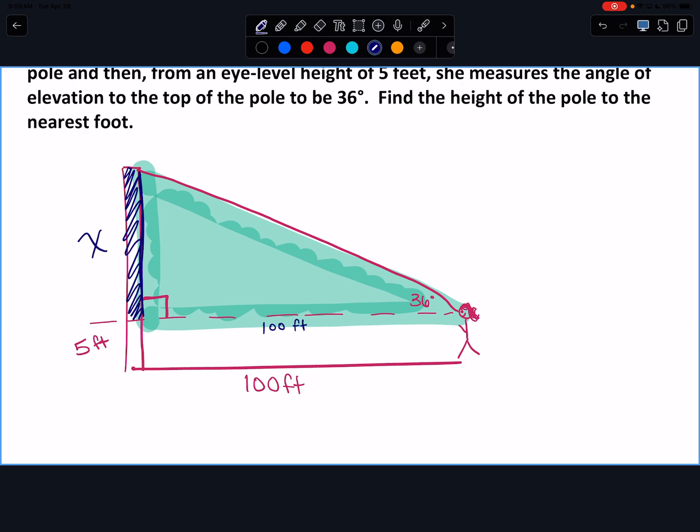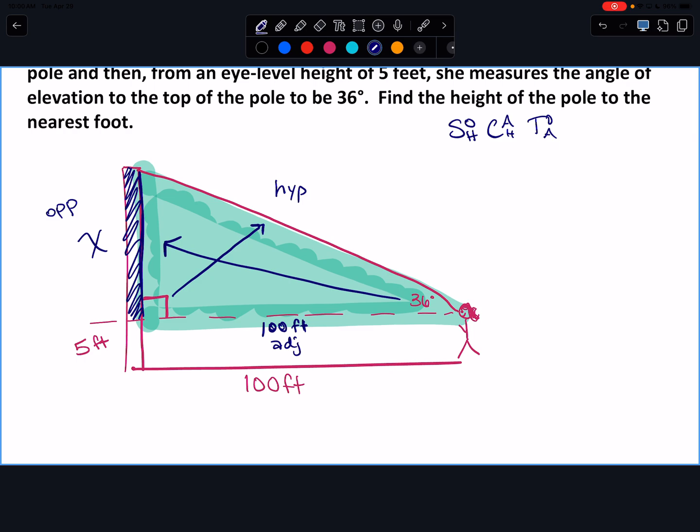X. And we're going to label it, yep, you're right, opposite. The side across from the 90 is always hypotenuse, which means this 100 foot is what? Adjacent. Okay. It's a right triangle, so SOH CAH TOA, right?